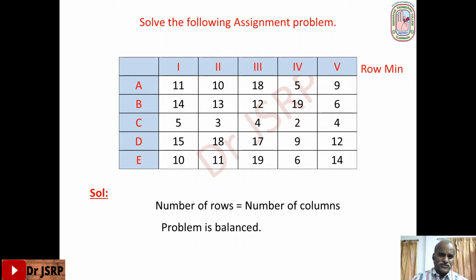Right. So here we use the Hungarian method to solve this problem. So what is the first step in the Hungarian method? We obtain the new matrix or new table by subtracting the minimum of each row from the entries of that row. Here, row minima. So first row minima is 5, second row minima 6, third row minima 2, fourth row minima 9, fifth row minima 6. So these are the row minimas. So subtract 5 from first row, 6 from second row, 2 from third row, 9 from fourth row, 6 from fifth row.